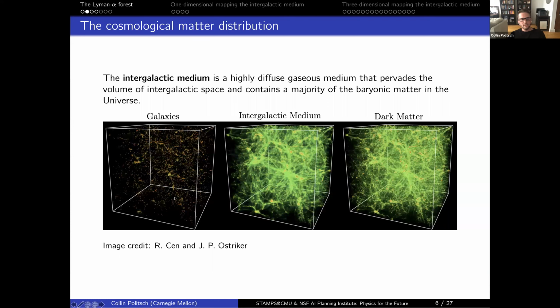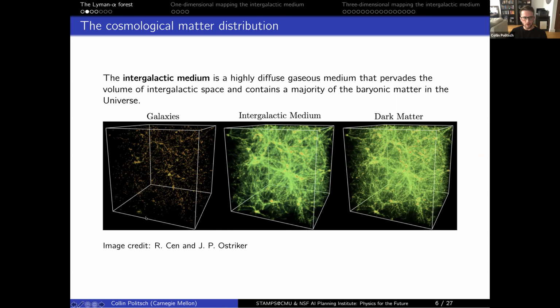So on the left here, this is an overview of the matter distribution of the universe. We have galaxies, which I just showed you, mapped by the Sloan Digital Sky Survey. In the middle here, we have the intergalactic medium, which is what's traced by the Lyman alpha forest, which I'm going to get into in more background detail in the next couple slides. And then on the right, we have the dark matter distribution. All of these things, because of gravitation, very closely trace one another.